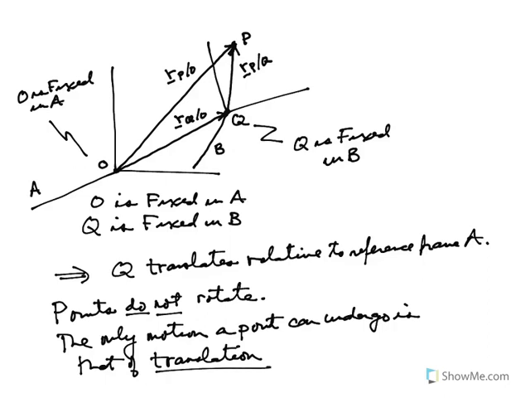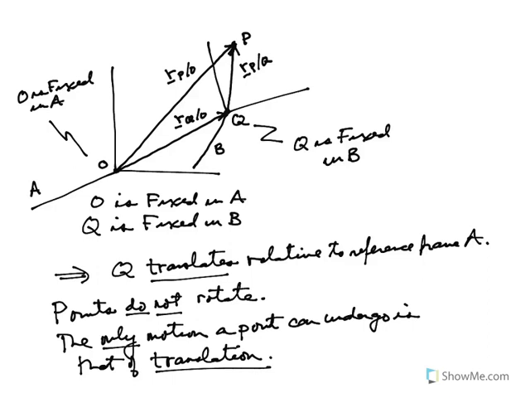Now that may seem a little strange just because when you think of a point, say, moving in a circle, you say, well, the point is rotating. But the point's not rotating. The point is translating. It happens to be translating in a circle if you say it's translating in a circle relative to another frame. But that is the only thing a point can do, is translate. So in this particular case, Q translates relative to reference frame A because it's not fixed in reference frame A. It's fixed in reference frame B.